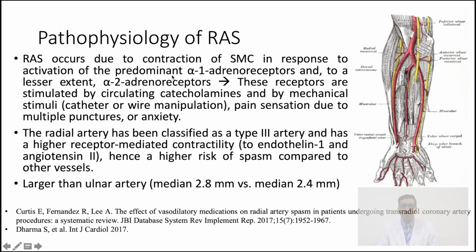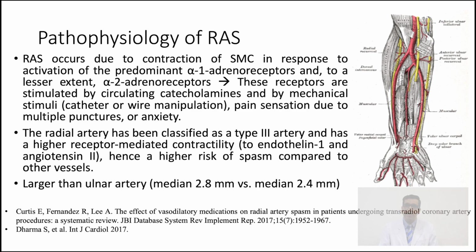The pathophysiology of radial artery spasm is due to the activation of the predominant alpha-1 adrenoceptors in the radial artery. These receptors are stimulated by circulating catecholamines and by mechanical stimuli such as catheter or wire manipulation. The pain sensation could be due to multiple punctures and anxiety as well.